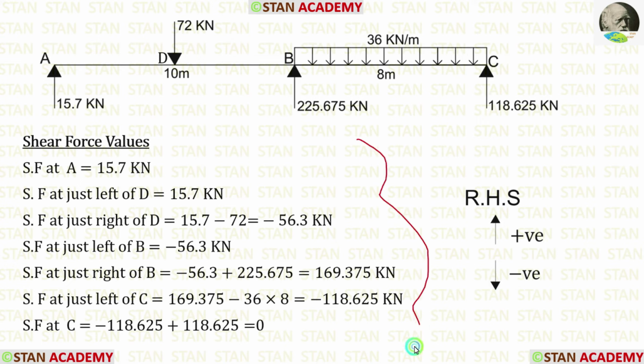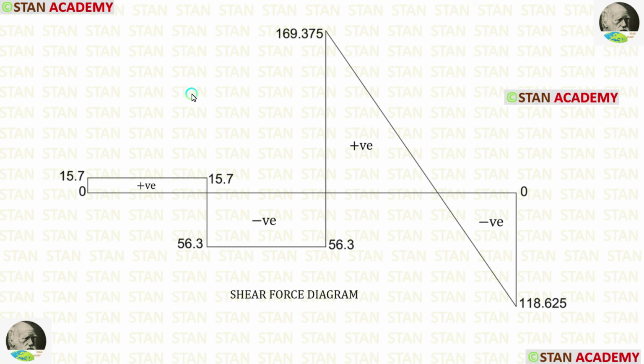You can see the calculations here. For the point loads, we have to calculate the shear force at just left of the point and just right of the point. Now you can see the shear force diagram. If there is UDL, the shear force line will be inclined. You can see that in the span BC we are having UDL, that is why we are getting an inclined line.